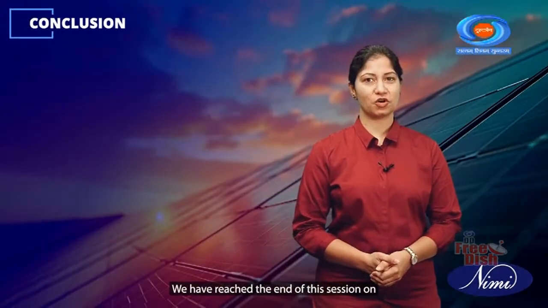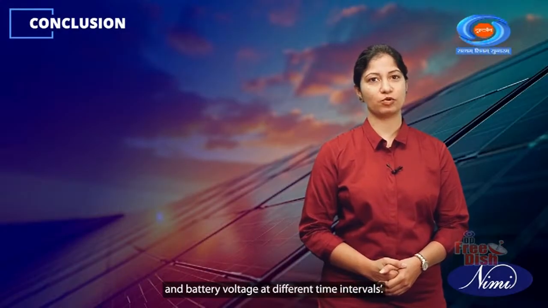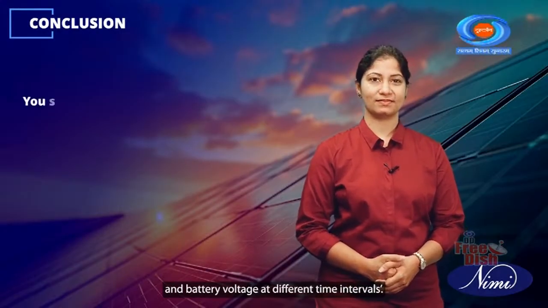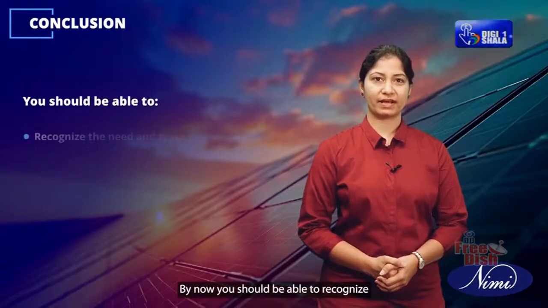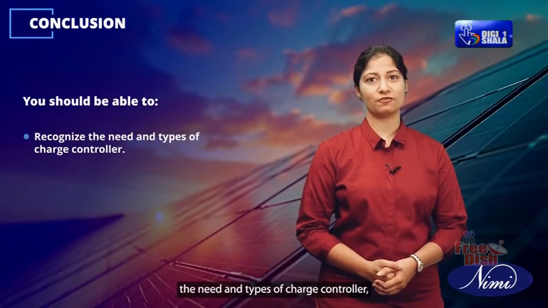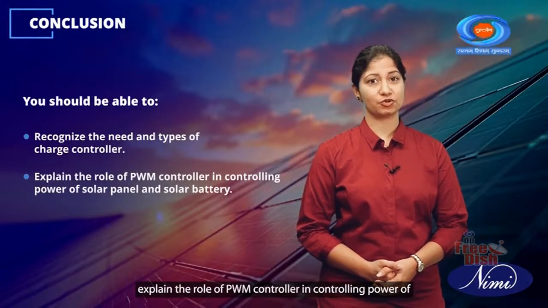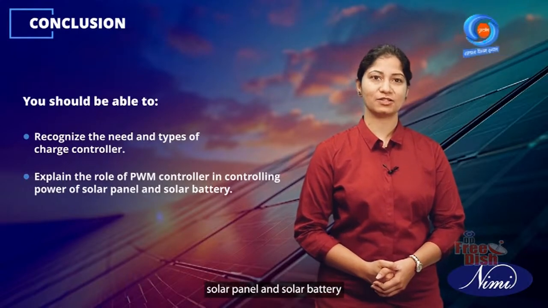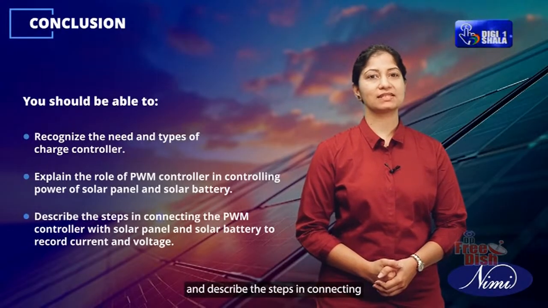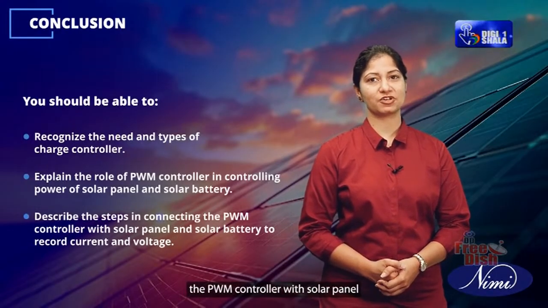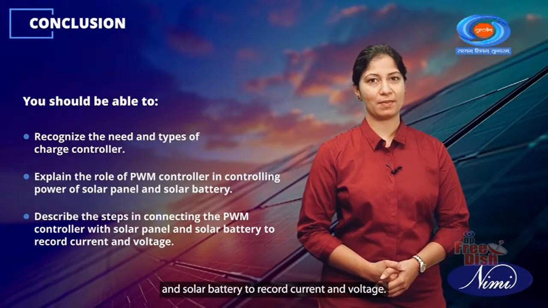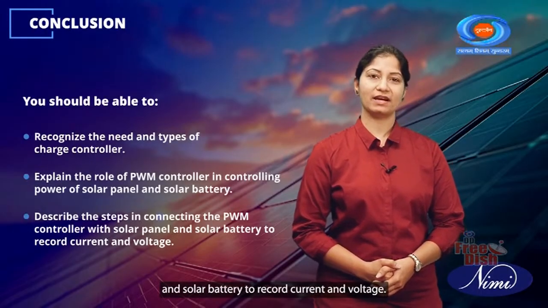We have reached the end of this session on how to connect the PWM controller with solar panel and solar battery, and note input or output current and battery voltage at different time intervals. By now, you should be able to recognize the need and types of charge controller, explain the role of the PWM controller in controlling power of solar panel and solar battery, and describe the steps in connecting the PWM controller with solar panel and solar battery to record current and voltage.